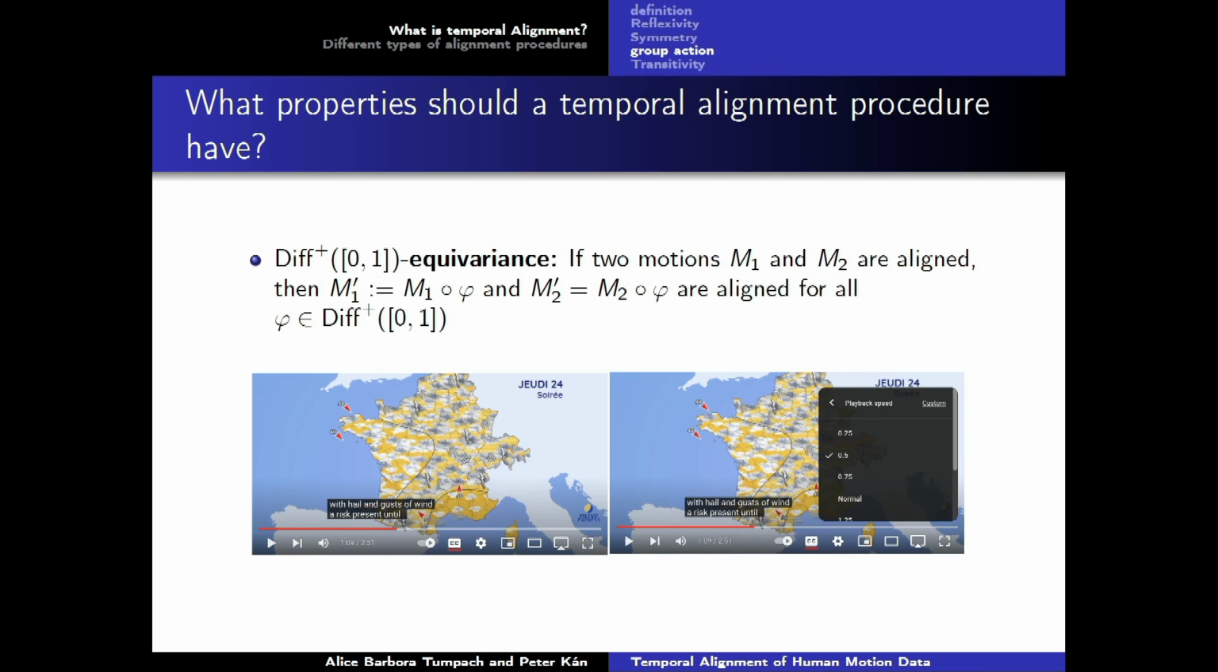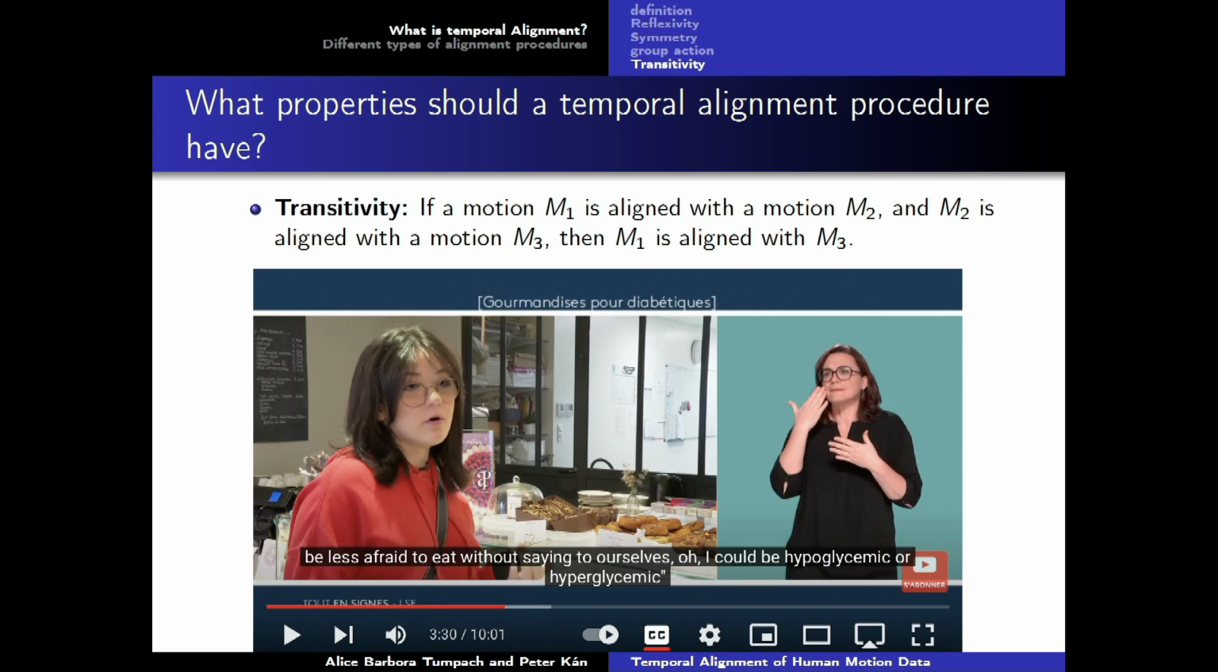The group action here is a group of temporal reparametrization. If your video is played from time t equal to 0 to time t equal to 1, then it's a group of diffeomorphisms of this time interval acting on videos by reparametrization. Now you have, let's say, three different channels. A person is speaking here, there is a translation in sign language, and there are subtitles. And you want all these channels to be synchronized, of course.